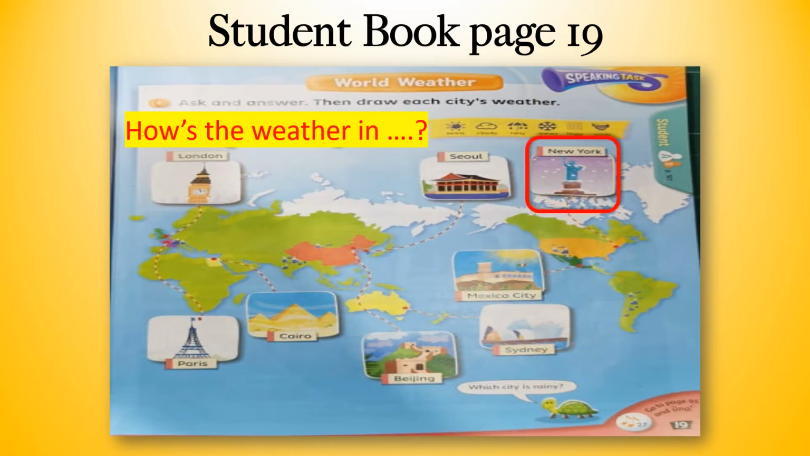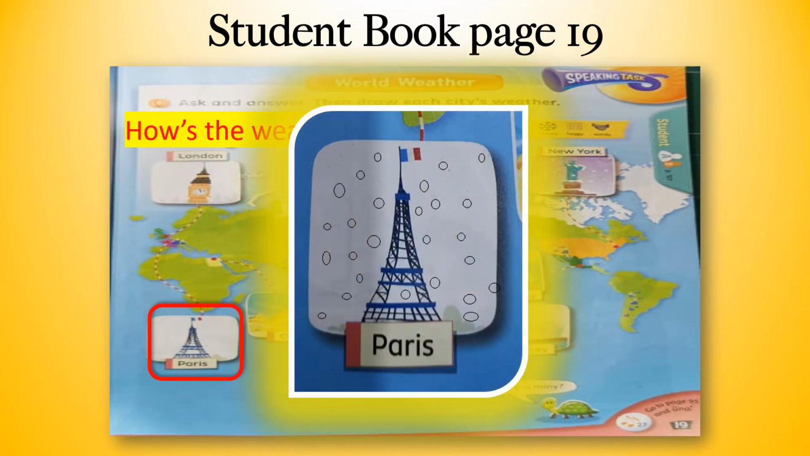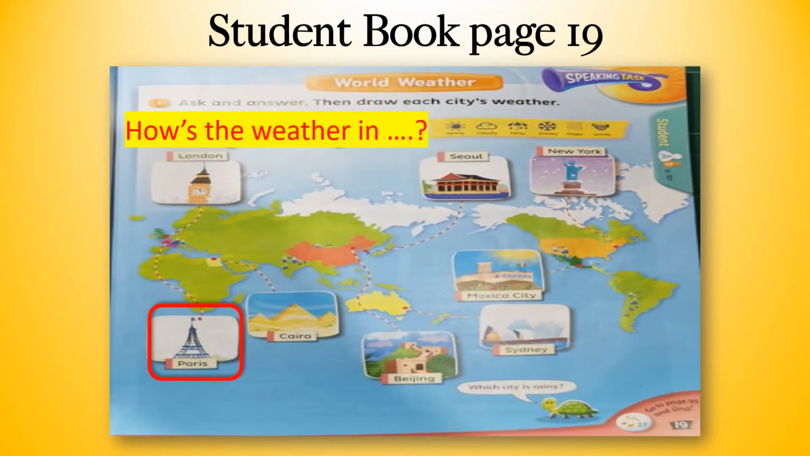Okay, next one. How's the weather in New York? It's snowy. How's the weather in Paris? Now, I told you to write the city name under the picture for snowy. So, how's the weather in Paris? It's snowy. Does your picture look like this? Cairo. How's the weather in Cairo? It's foggy.